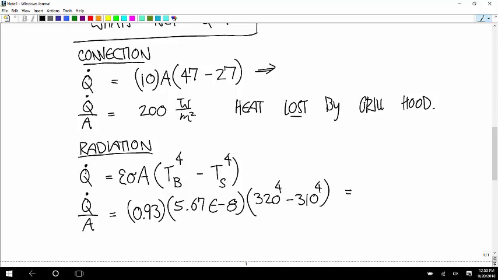And can someone calculate that? 125.8. That's in units of watts per meter squared.